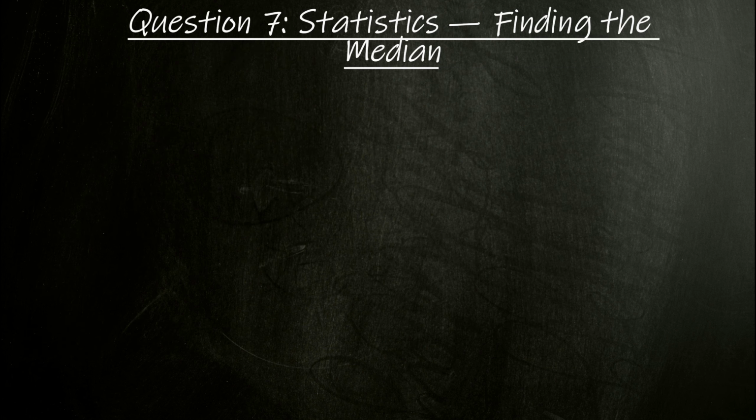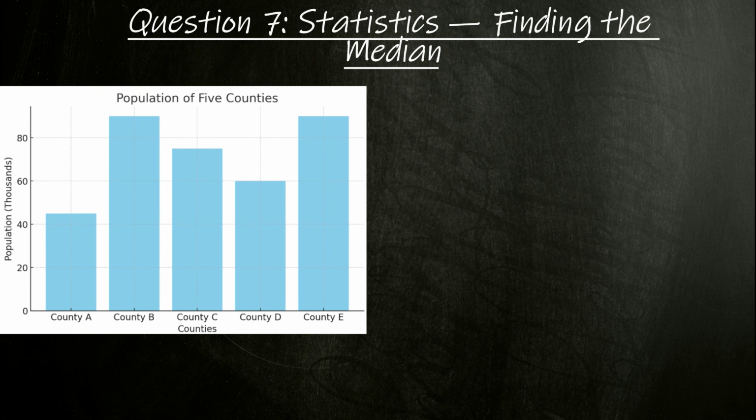Let's discuss question 7 about statistics. The median. We're given county populations and asked for the median. Once more, let's review the chart to ensure that we understand what it is saying. This graph shows the population of 5 counties in a bar chart format. Let's go through how to read it step by step. First, look at the title at the top. It tells us exactly what this chart is about, the population of 5 different counties.